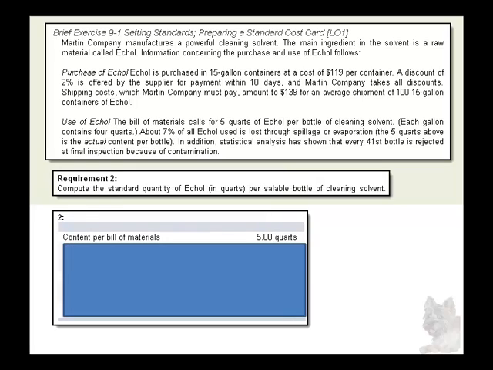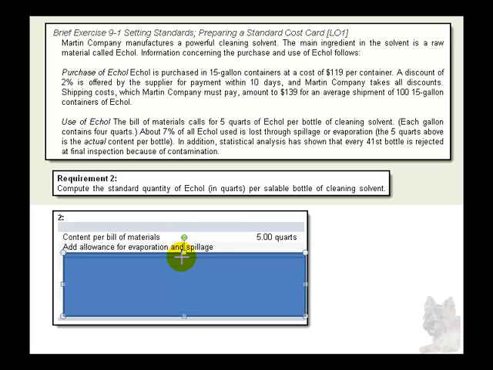All right, next let's tackle requirement 2, which I put on the screen right here. Compute the standard quantity of Ecol in quarts. All right, we already know the cost is $1.97. Let's compute the standard quantity. The content per bill of material, they tell you, is 5 quarts.